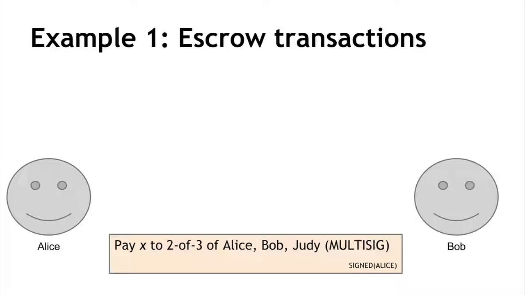So how does this work? Well, Alice is going to send the money not directly to Bob, but create a multi-sig transaction that requires 2 of 3 people to sign in order to redeem the coins. And those 3 people are going to be Alice, Bob, and Judy, who's a judge who's going to come into play in case there's any dispute.